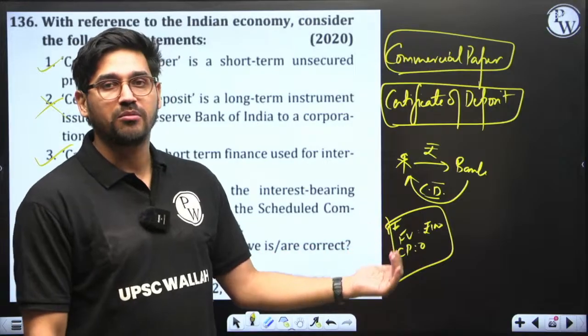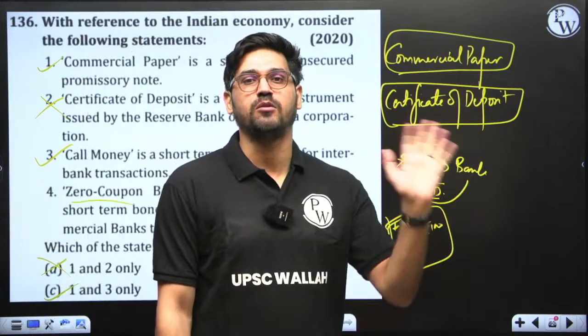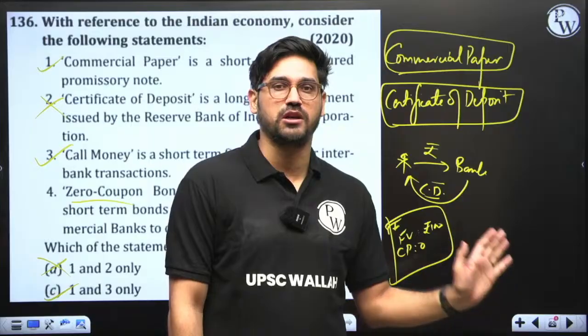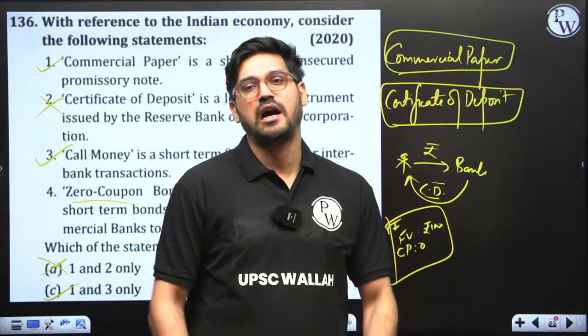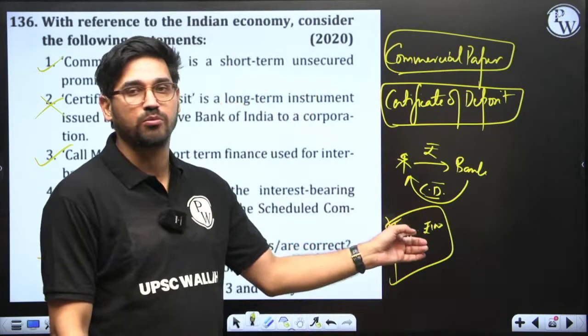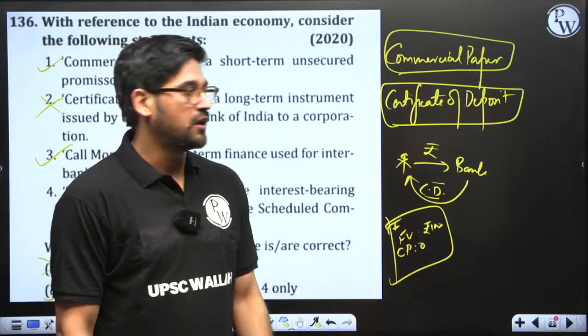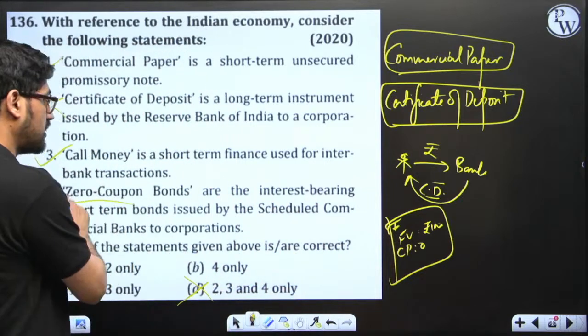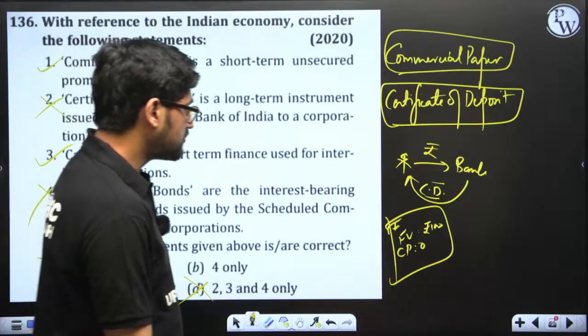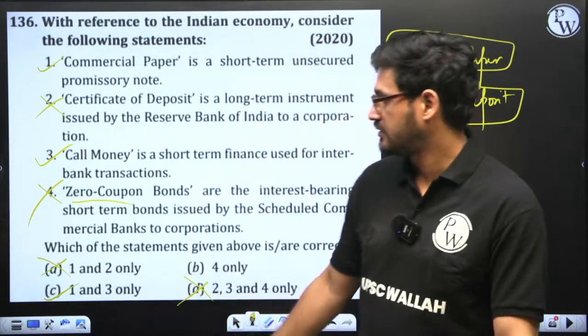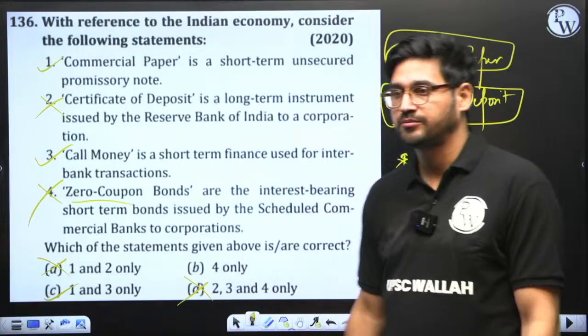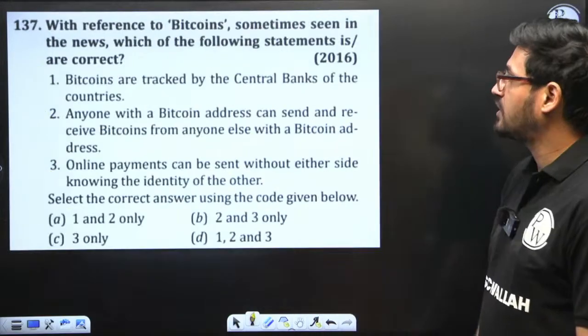The zero coupon bond is to be redeemed at the face value upon maturity. That means if the maturity period of the bond is, let's say, 2 years, after 2 years you're going to get 1000 rupees, not 800 rupees. So are these interest bearing short term bonds? No. The answer is clearly 1 and 3. Go to the next one.